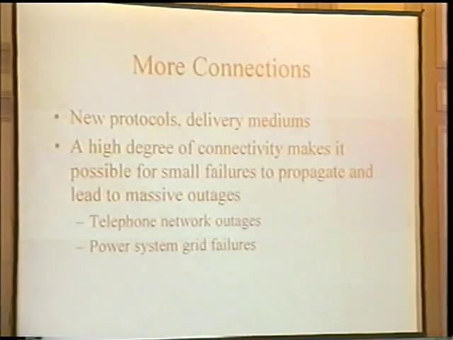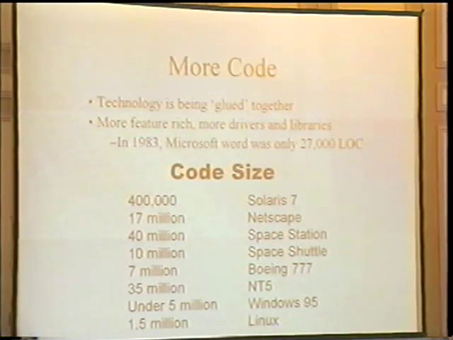So we have more protocols, obviously, that leads to it. The high degree of connectivity makes it possible for cascade failures. There are really good historical examples of this in power grids and communication systems, where one tiny failure in one little piece of the network propagates across the whole board and shuts down all the power across the state. It's happened before, it'll happen again in terms of communication.